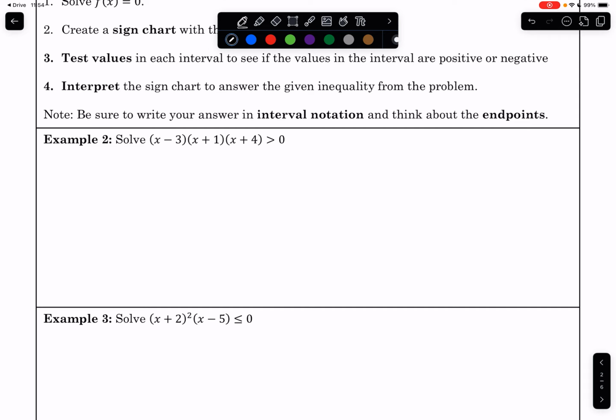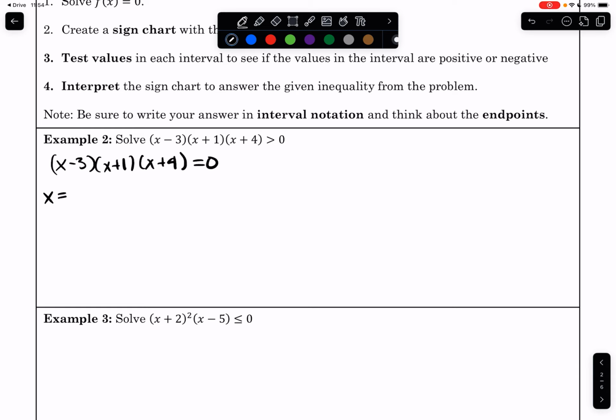Well, to figure this out, we first have to figure out where x minus 3, x plus 1, x plus 4 is going to equal 0. Since this is already in factored form, that's going to equal the opposite of each linear factor.